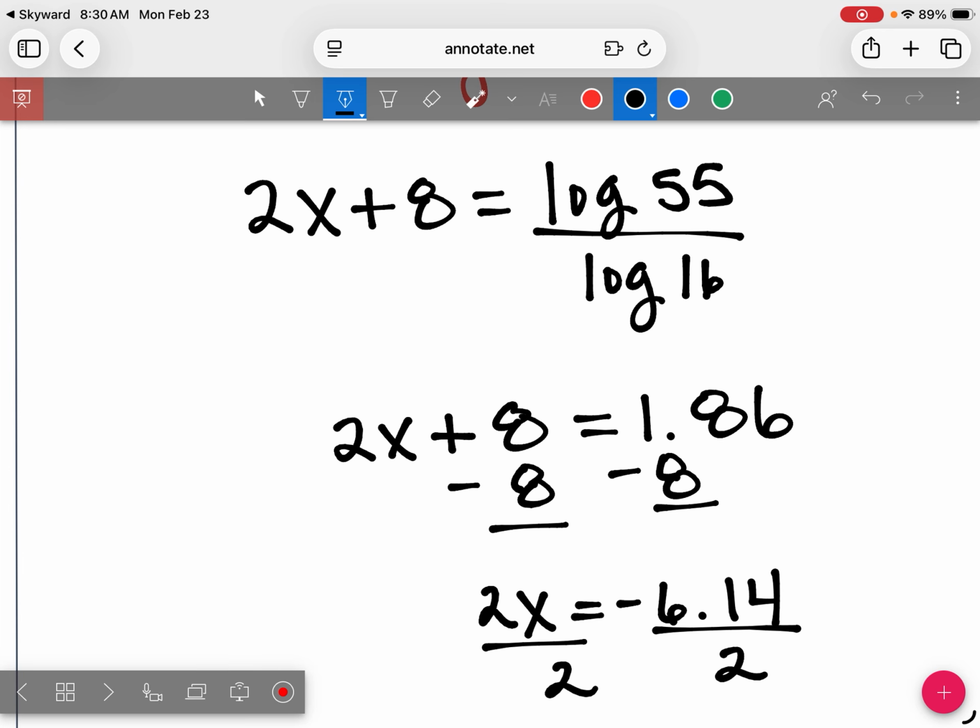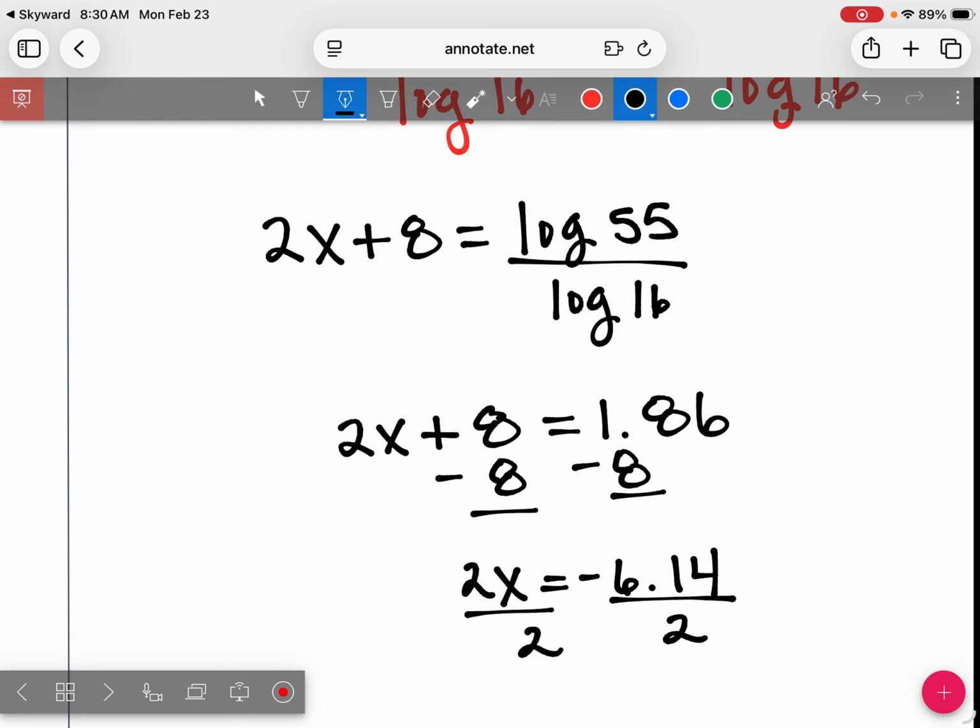So the answer I'm looking for, wait, did you all get negative 6.14? Something is off here. Let me see. 1.86 minus 8 is negative 6.4. Let me type in log 55 divided by log 16. All right, I got 1.45.